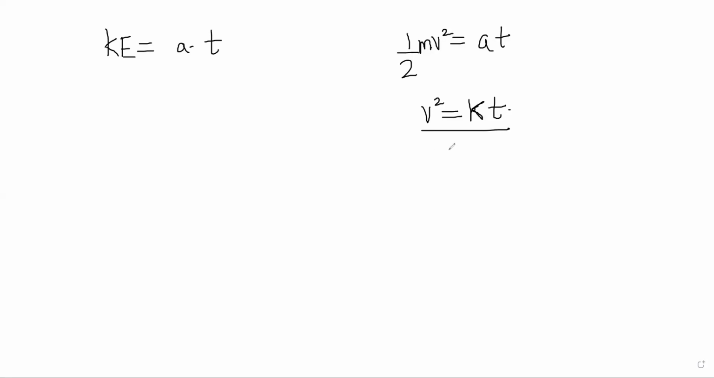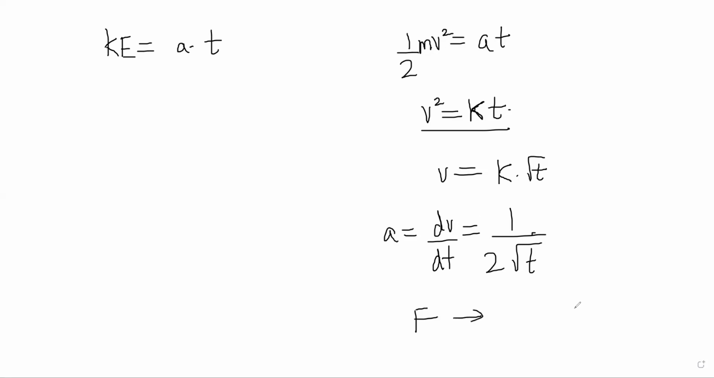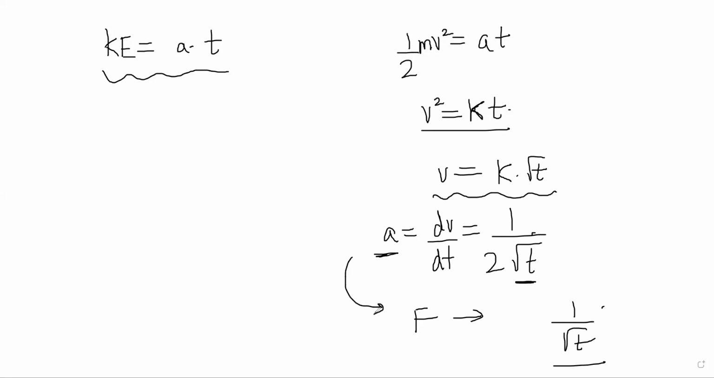So obviously v is proportional to some K into root t. So dV by dt will be proportional to 1 by 2 root t. So this is the acceleration. The force will be proportional to what? 1 by 2 root t. If kinetic energy is like this, velocity is proportional to root t, so acceleration is proportional to 1 by root t. From acceleration you get the proportionality of force.